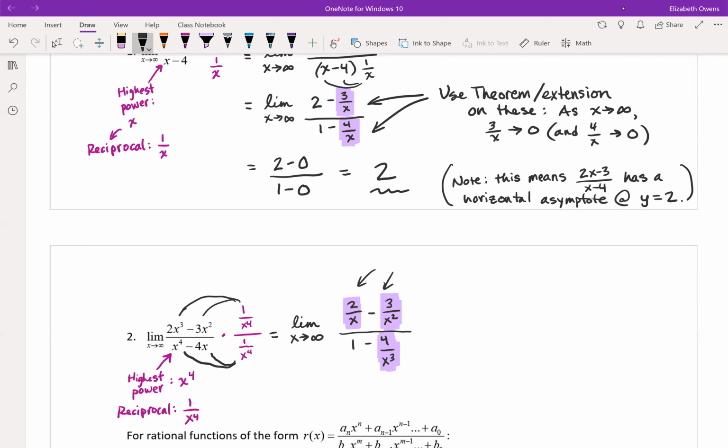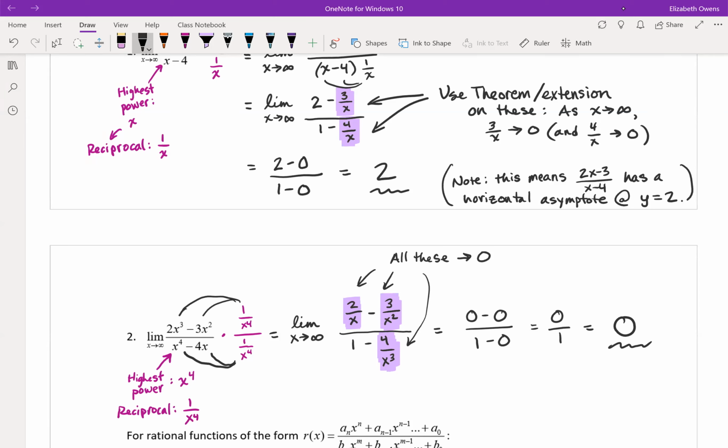Okay, so all of these are going to approach 0, according to our theorem. So that means we can plug in zeros for each one of those purple highlighted terms. Any constant over x, we get to do a 0. So 0 minus 0 over 1 minus 0. Okay, and so we're going to end up with a limit value of 0.